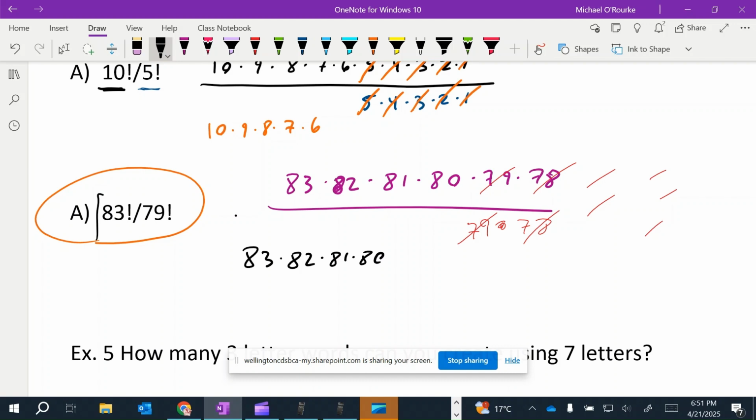Now, this is good to know on assignments and tests. If you can answer your question in this factorial form, you'll get a higher communication mark. Not a wrong answer if you don't do it. Okay?